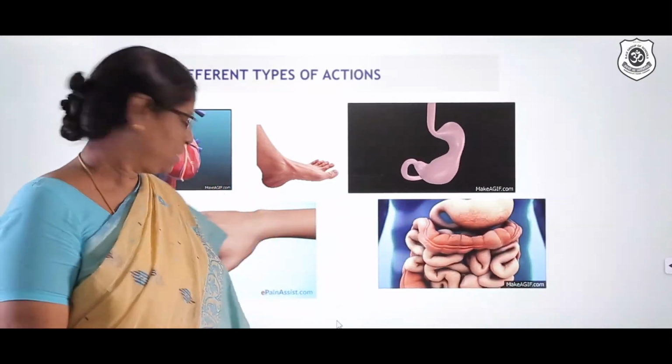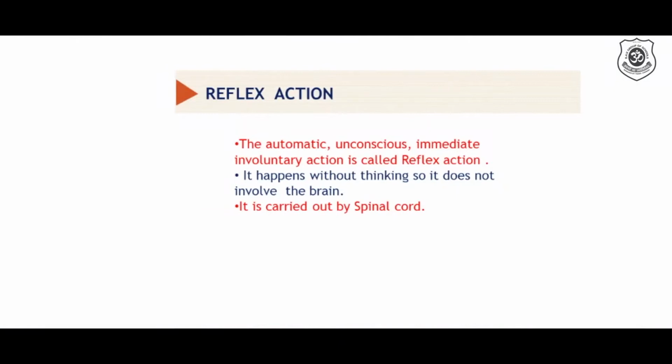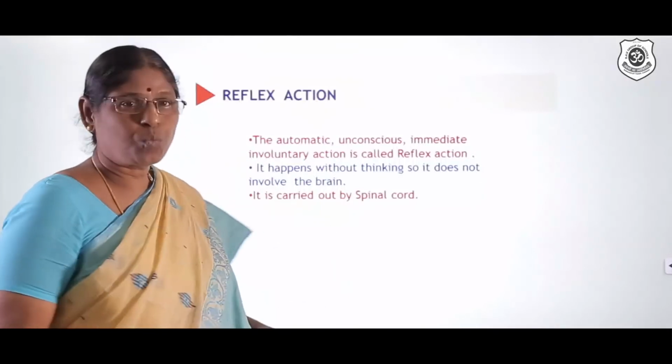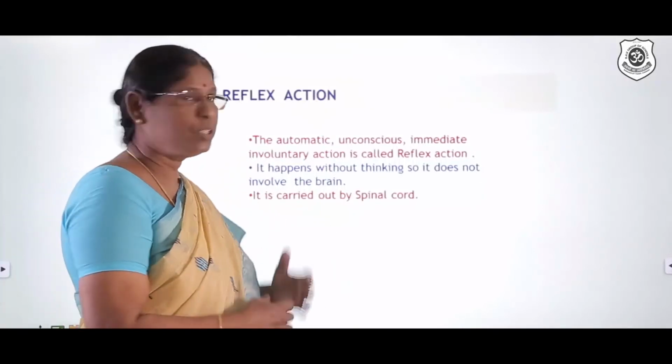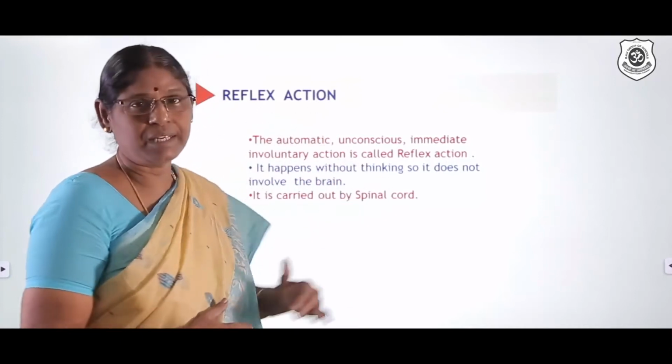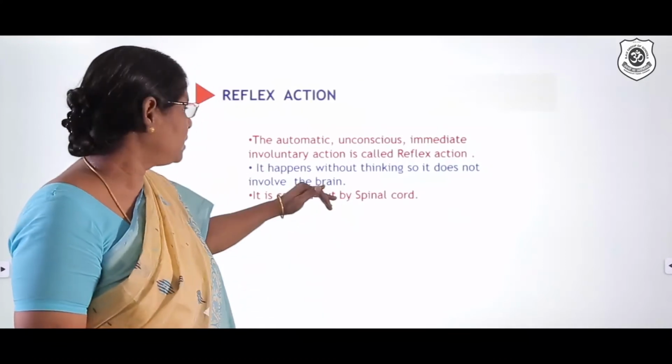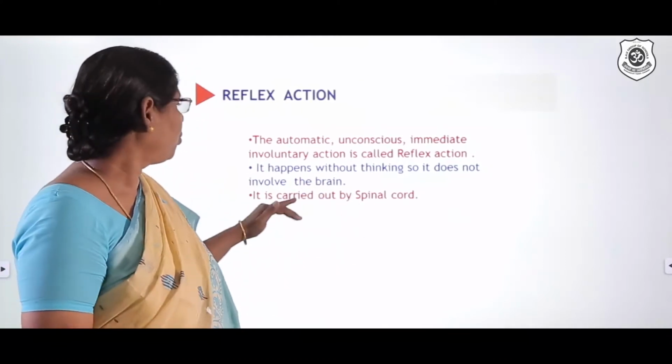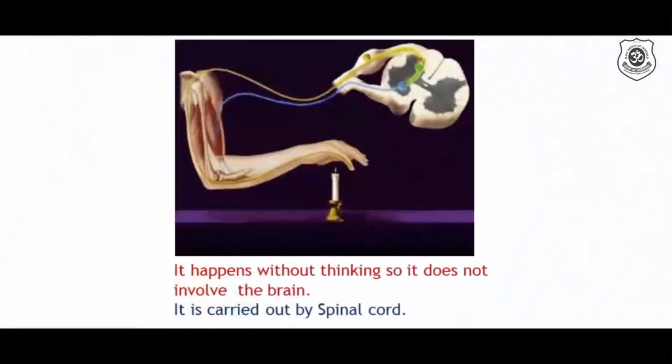Apart from this, there is also another action which we call reflex action. This is an automatic, unconscious, immediate, involuntary action. Why should this action happen in our body? During an emergency, this kind of action takes place in our body, and it is carried out by the spinal cord. For this, thinking is not needed at all, so there is no involvement of the brain. Now this is a picture showing reflex action. This will help you to understand reflex action in a better way.